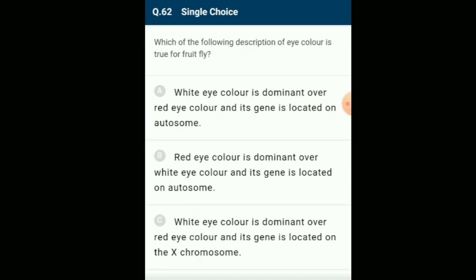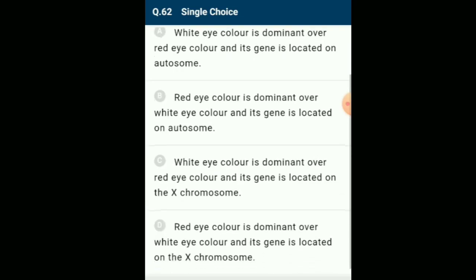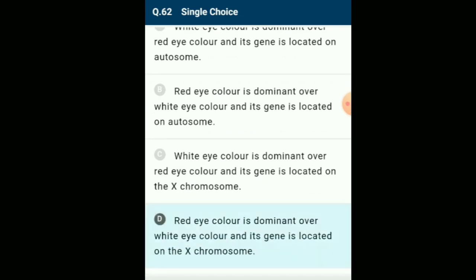Question number 62. Which of the following descriptions of eye color is true for fruit fly? In Drosophila melanogaster, the genes for eye color as well as body color are located on the X chromosome. Red eye color is dominant while white eye color is recessive. Brown body color is dominant while yellow body color is recessive. These two genes were used by Morgan to study linkage. So the answer for this question is option D. Red eye color is dominant over white eye color and its gene is located on the X chromosome.